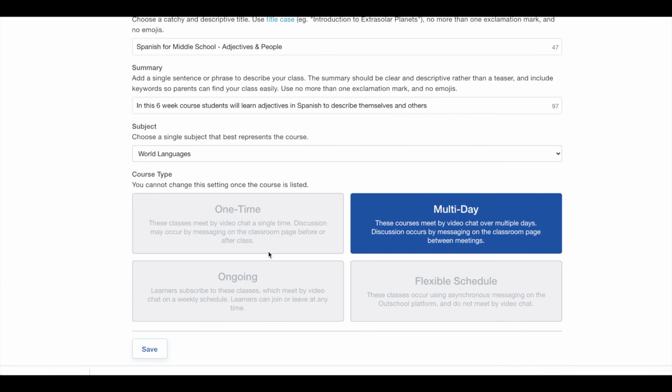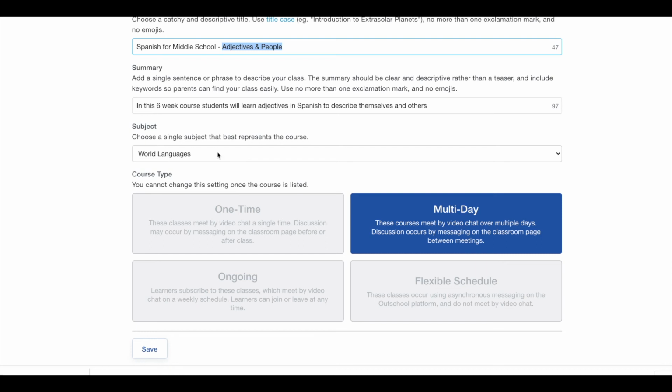When I was editing this, I realized I never came back to discuss the multi-day and the one-time. When you have your multi-day class, it can be specific times per week for a certain amount of weeks. It could be 1 week, meeting 3 times a week, or it could be once a week for 6 weeks or something like that. So that's what I'm going to do. I actually decided to open up a Spanish for middle school, just focusing on adjectives and people. This is actually Unit 1 of my Spanish 1 for middle school ongoing class.